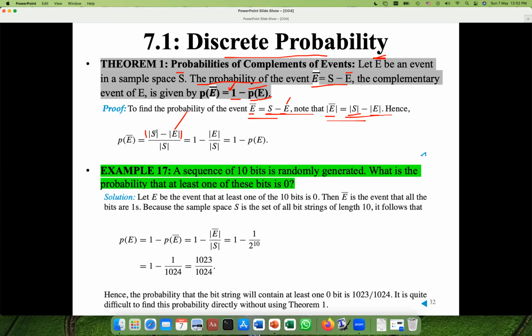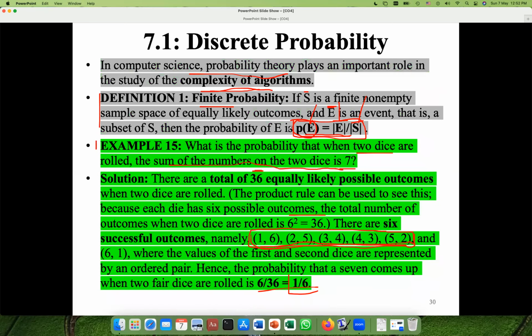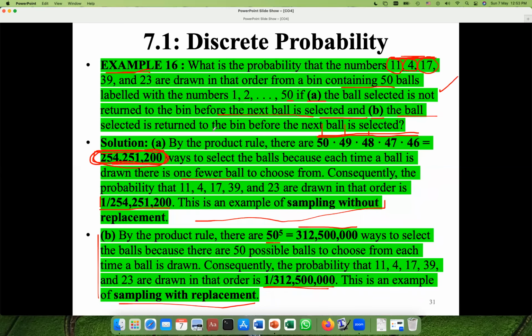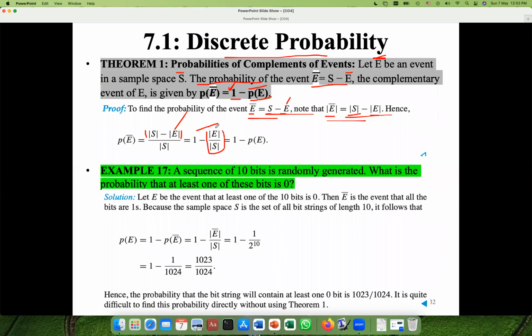And if you simplify it, S divided by S is 1, and then minus E divided by S. So after simplifying it, you have this situation. And after that, E divided by S is what? This is that equation, the probability of E. So replace that portion with the earlier definition, and then you have 1 minus P.